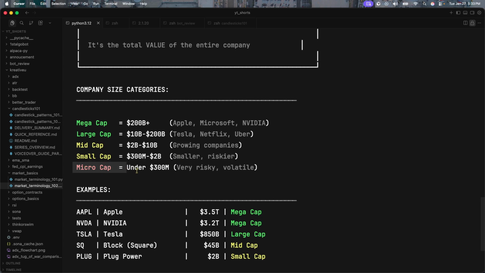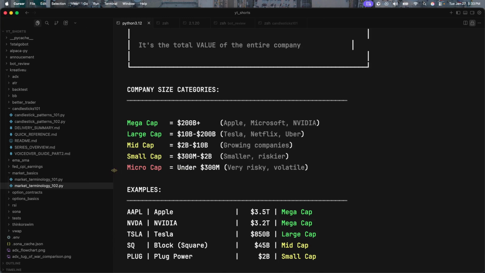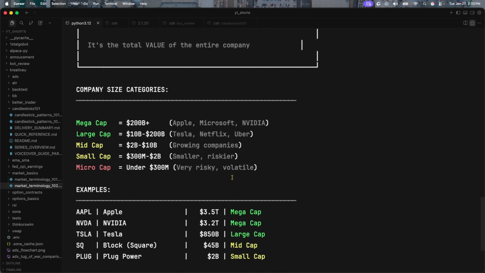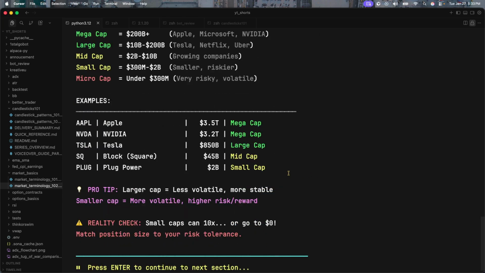And then micro cap are going to be companies under 300 million, right? So there's going to be very risky, volatile companies, right? So an example, mega cap is going to be Apple, Nvidia. Large cap is going to be Tesla. Then we have Square, which is the payment processing company, is going to be mid cap. And then we have Plug, which is the EV company, is going to be small cap with 2 billion. That's crazy, right? 2 billion small cap.